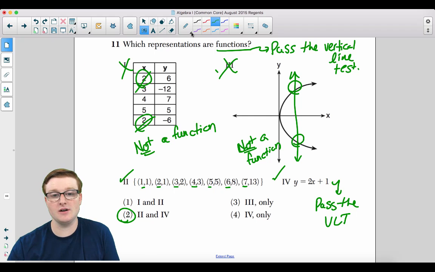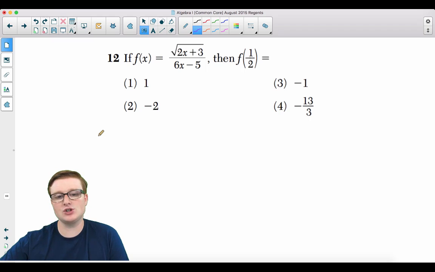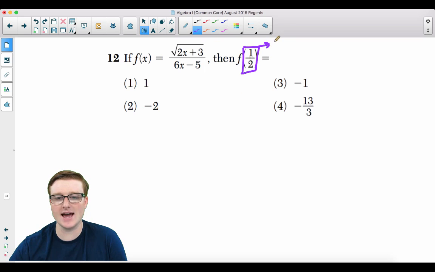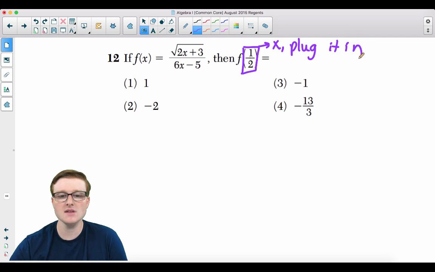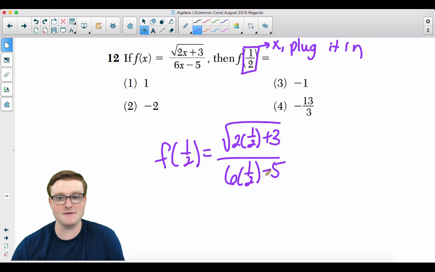All right, last question of the video. Number 12, if f of x is equal to the square root of 2x plus 3 all over 6x minus 5, then f of 1/2 is what? So they're basically saying take the 1/2, which is your x value, and then you plug it in. So we get f of 1/2 is equal to the square root of 2 times 1/2 plus 3 all over 6 times 1/2 minus 5.